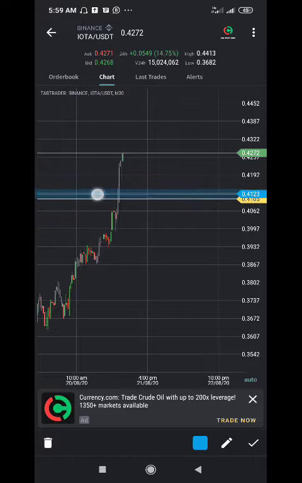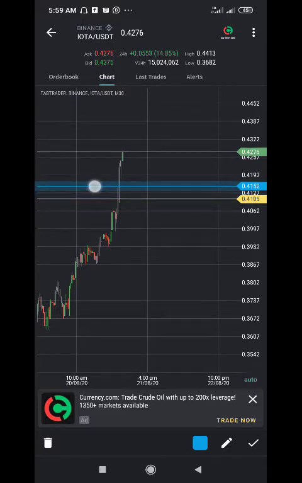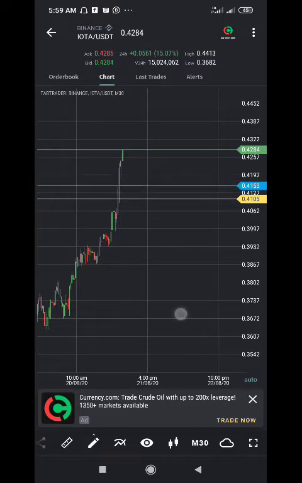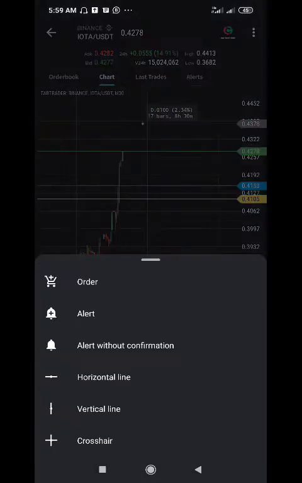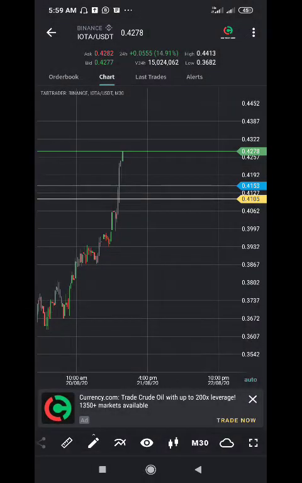Okay, now this is 0.415. Now I said how we place a stop limit command is, as this price has gone to this level now, and I said okay, there's a tendency that this coin may drop again. So if it's dropping, please, I want you to place a stop limit.